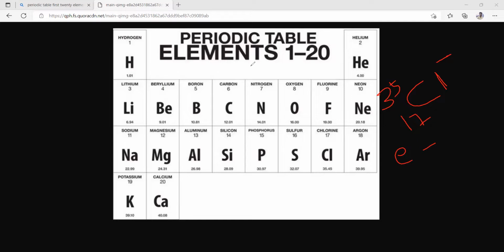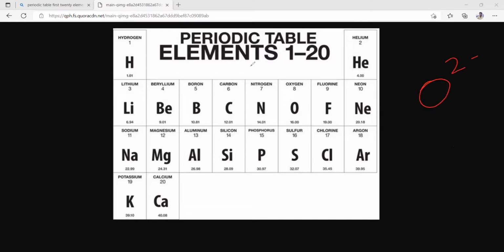How many electrons are already there? If we do not consider the negative, how many electrons are here? 17. Okay. Minus one means gets how many electrons? 1 electron. So 17 plus 1, 18. Yes, 18.